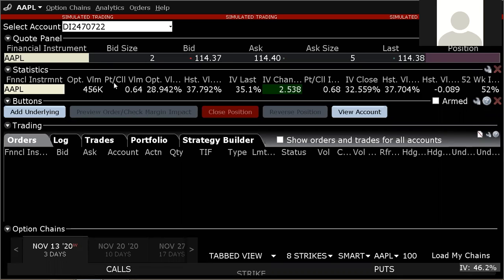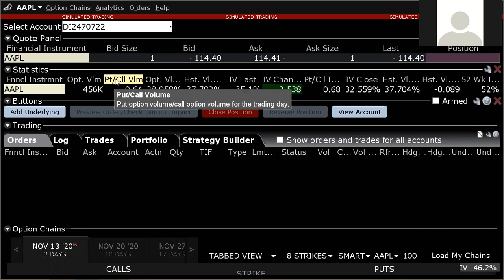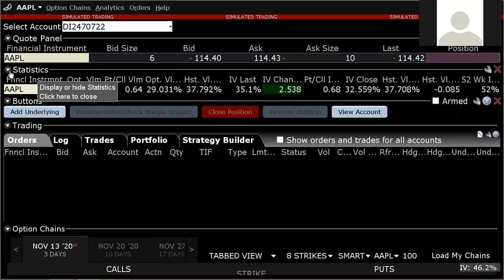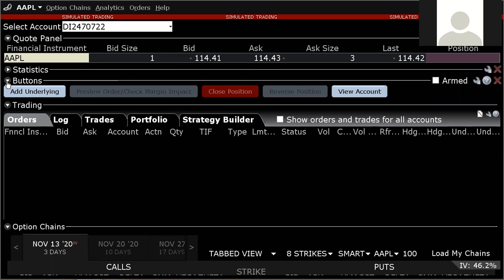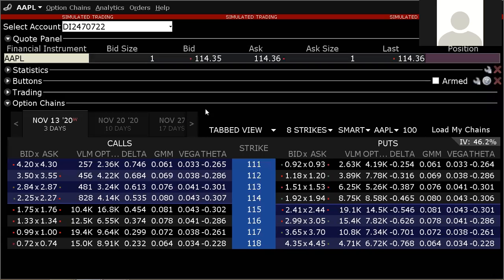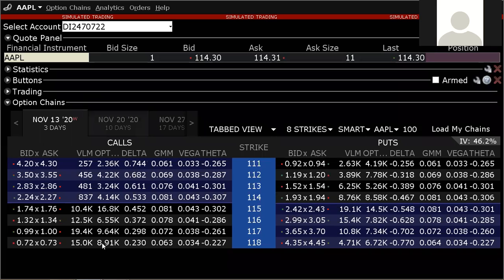Here you see some of the discussions of the put call volume, which Siddharth had asked about several classes ago, this put call ratio, which people look at. So you can see all that. Let's try to close all this so that I get to show you just the option chains. Okay, I want to see the quote panel. So this is what you would be looking at when you're doing your option trading.